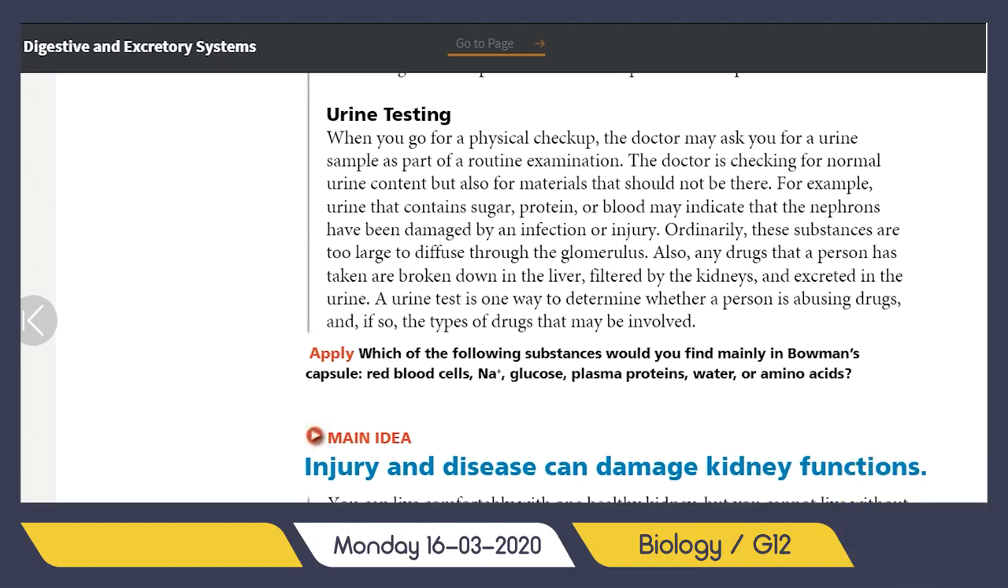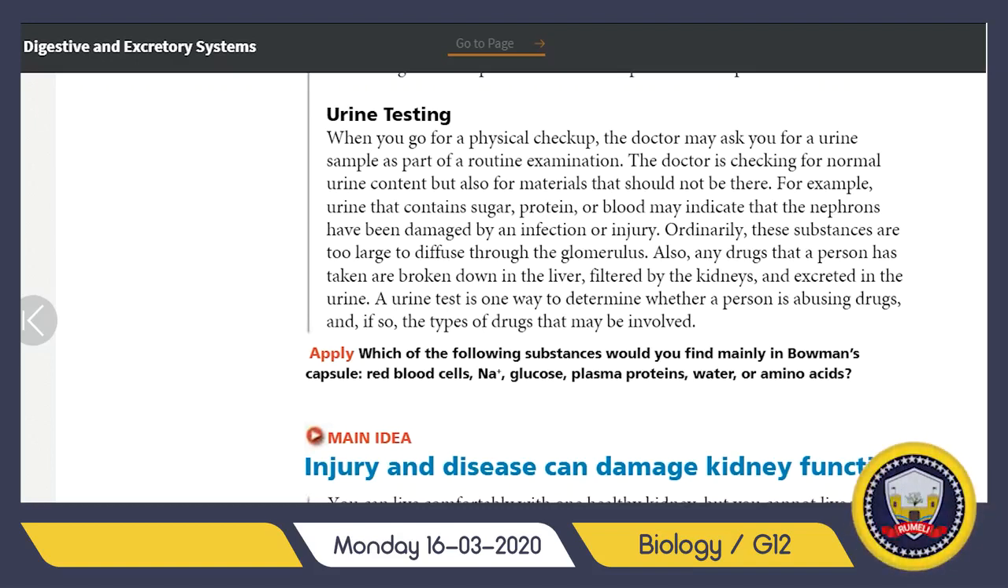And drugs. Now, the pathway of the drugs inside your body is as follows. The drug will be broken down inside the liver, filtered by the kidney, excreted in the urine. So, if you find in the urine high concentrations of that drug, it indicates that the person in front of us is abusing drugs. So, it's a very important test for drug abusing also.